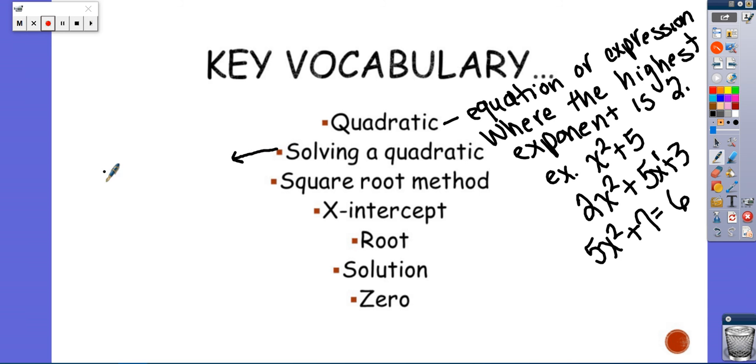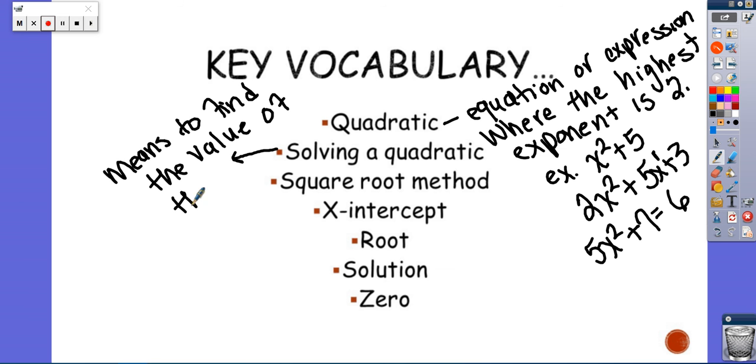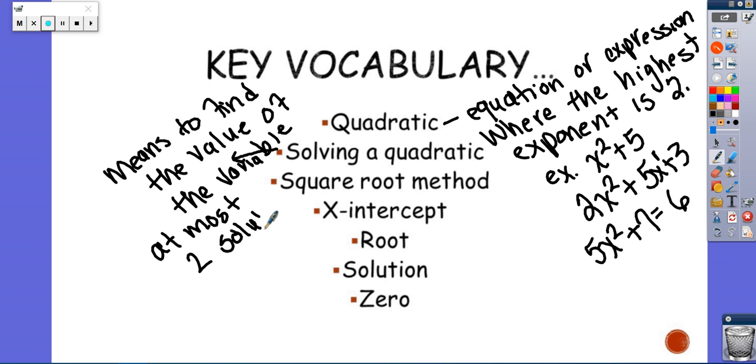Solving a quadratic means to find the value of the variable. Find the value of the variable. And when you solve a quadratic, there are going to be two solutions, or at most two solutions. Okay, so solving a quadratic means to find the value of the variable.